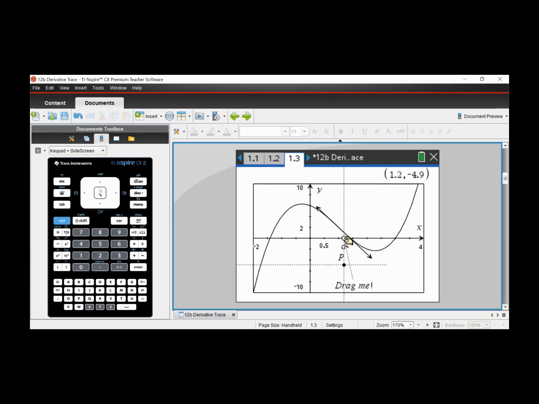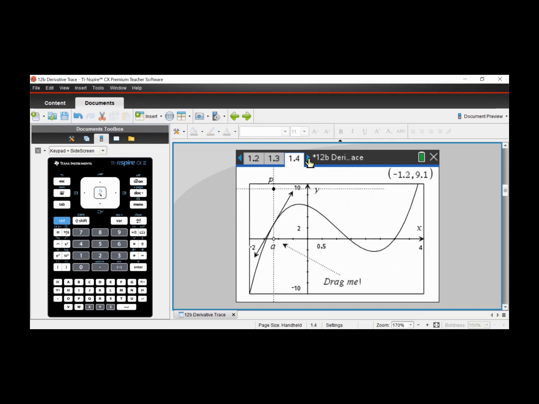But now they're getting less steep and P is coming up until all of a sudden we're at the minimum and P is 0. And now as our graph is increasing, we have a positive slope again. P is positive. Now, when I change the page, it's going to look very familiar again. It's the same picture. Only now I have it set up that when I drag this point A, P is going to move, but it's going to leave a trail.